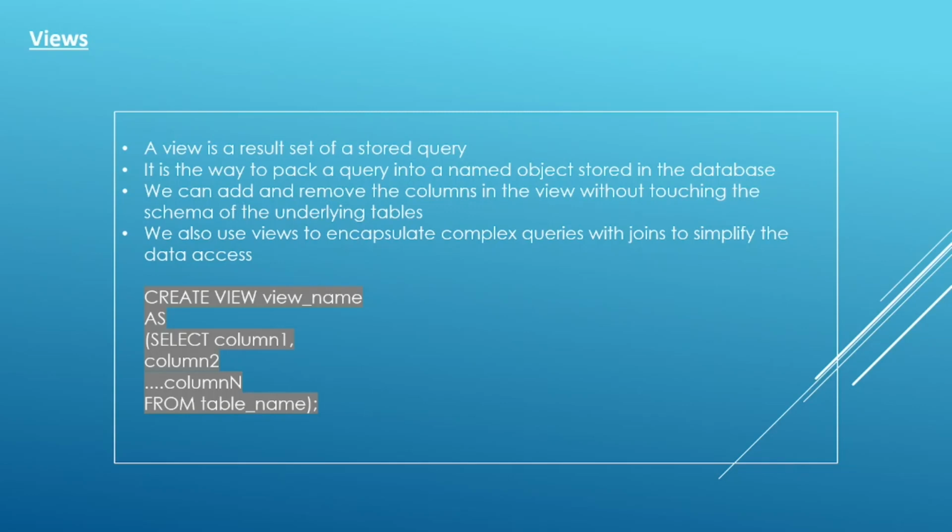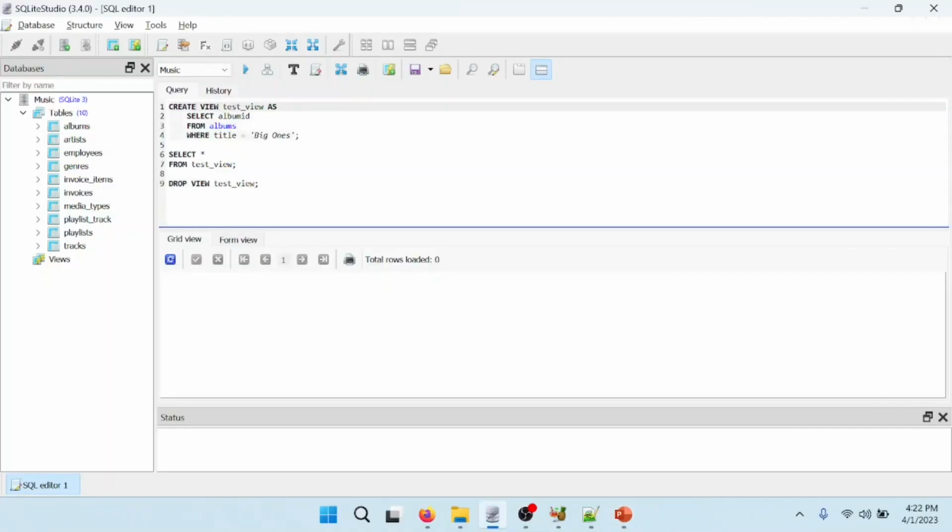So let's take a look at the syntax of the view. Create view name as select column names from table name. Now let's take a look at views in practice. So here you can see the syntax is very similar to temp tables. However, we use the keyword view, not temp table.